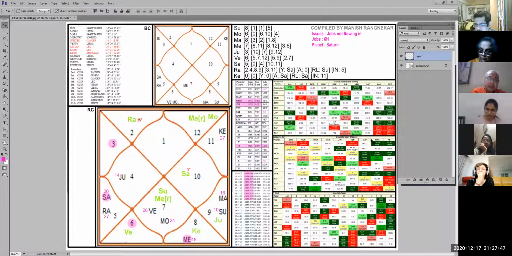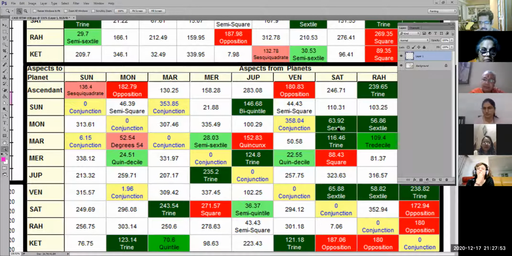Saturn hitting Mercury. Where is Saturn? Here, Saturn hitting Mercury. Can you see this? I'll zoom in over here. Saturn is hitting Mercury at 88 degrees, just what Smriti calculated, 88 degrees. Right?